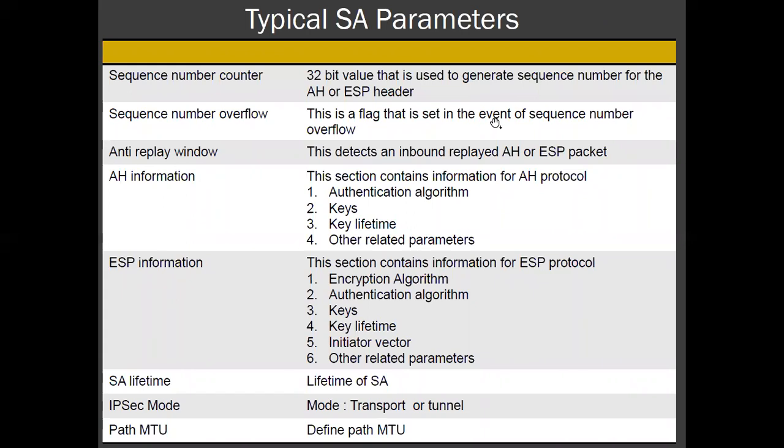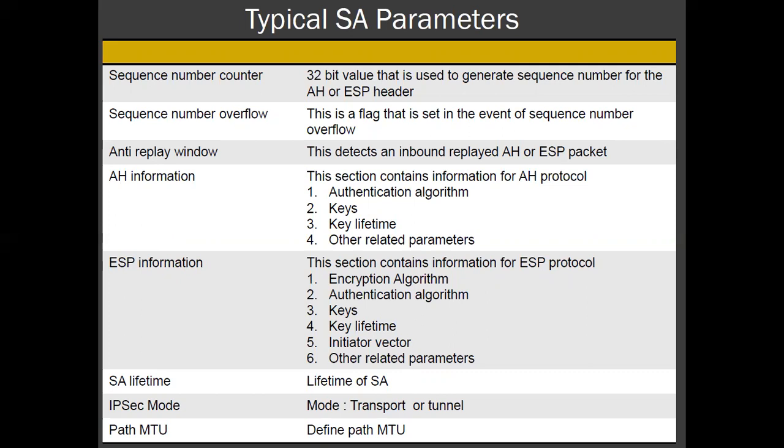Now, these are the typical security association parameters. The first one is the sequence number counter, as we have already discussed in the earlier video, which is a 32-bit value used to generate the sequence number for AH or ESP. Then sequence number overflow is the flag that defines the option in the event of sequence number overflow. Anti-replay window will detect inbound replayed AH or ESP packets. AH information will contain the information of the AH protocol, like the authentication algorithm, the key value, the lifetime of the key, and other related parameters of AH. ESP will again hold parameters related to the ESP protocol, such as which encryption and authentication algorithm is to be used.